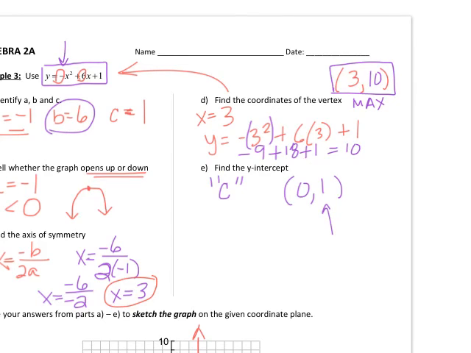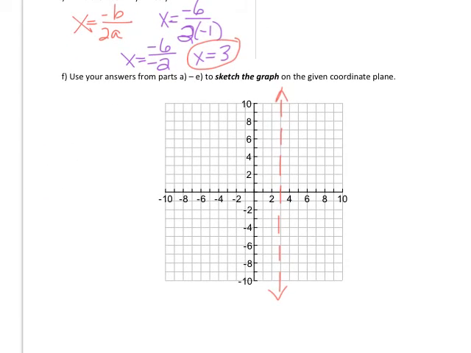So we're going to take a look at sketching the graph. We already have our axis of symmetry drawn in there, and so now I can just plot my vertex point, which is at (3, 10), way up here at the top of the graph. And then remember that the y-intercept was (0, 1), and here we go with the (0, 1), that's our y-intercept. Now count the number of units over to the axis of symmetry. It looks like we have 3, and if we go 3 past there, we're going to be right here.